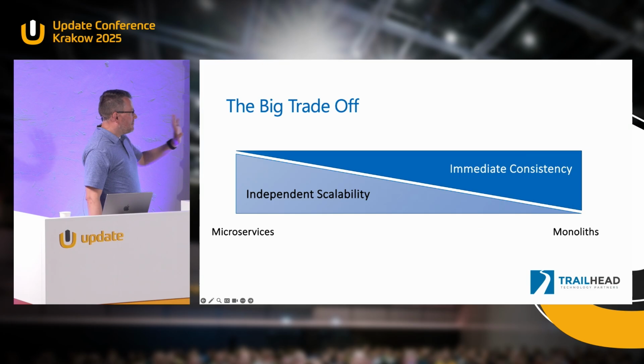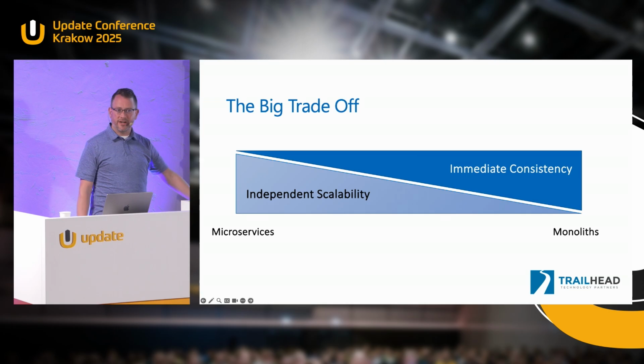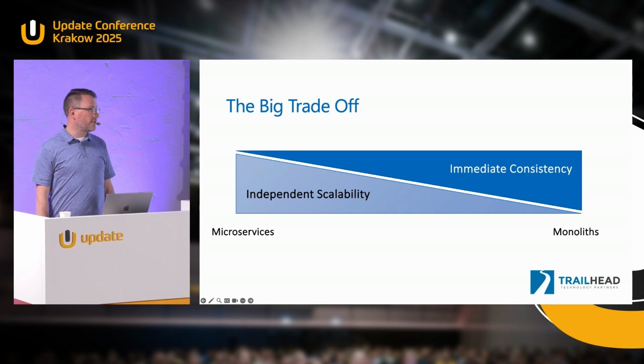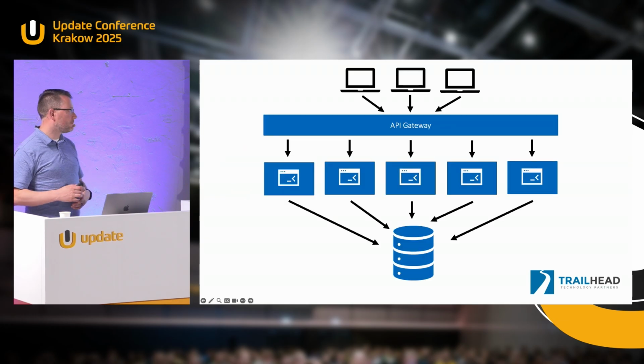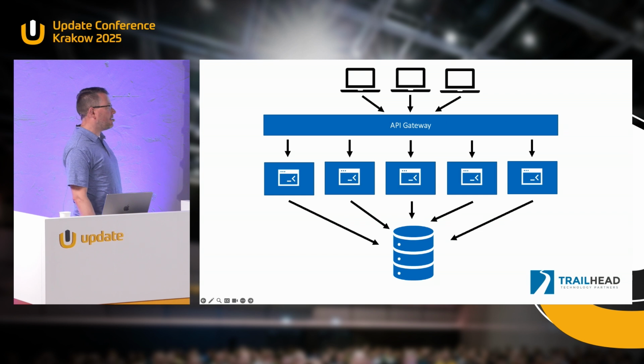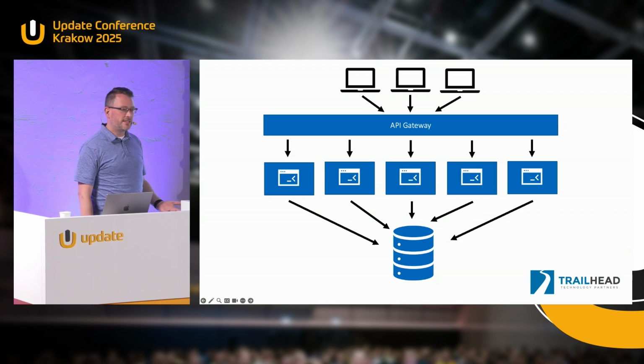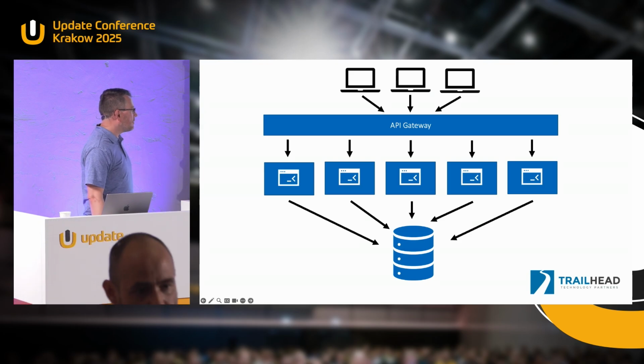So if immediate consistency sounds like something that you absolutely must have, I would say never start out building microservices. That's going to be a problem. Problem number 2 is sharing your data store or your data models. Let's start with the data store. I talked about this one a little bit when we were talking about what the typical architecture of a distributed monolith looks like, and I showed you this slide before.